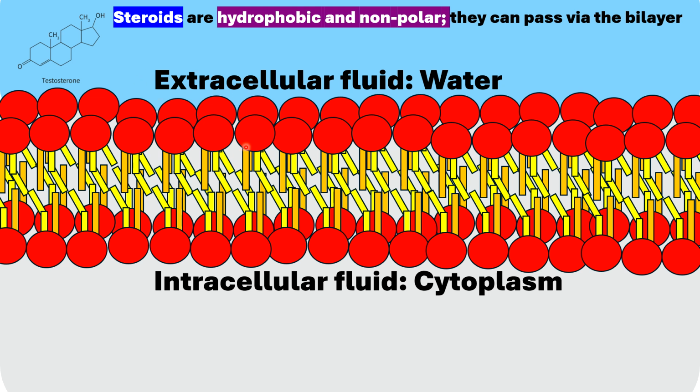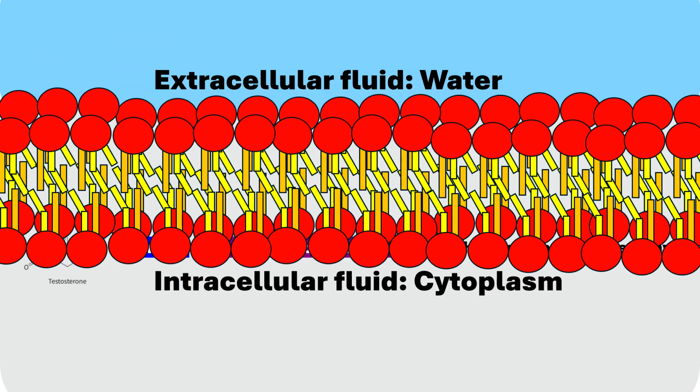Now certain molecules can pass through our cell membranes. Okay, and steroids, a type of fat we've seen before, for example testosterone, are hydrophobic and non-polar, which means they can pass via the bilayer. Okay, so if a molecule is hydrophobic and non-polar, it can pass.